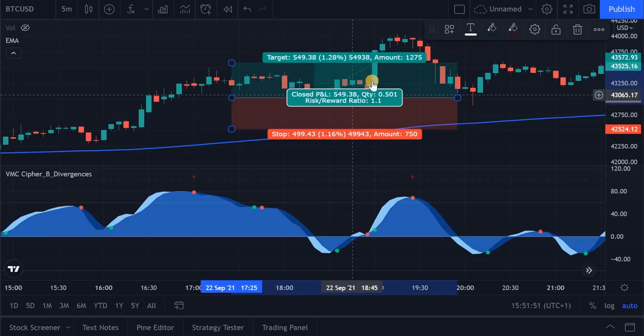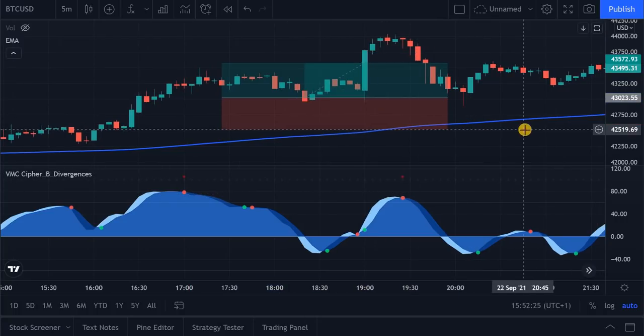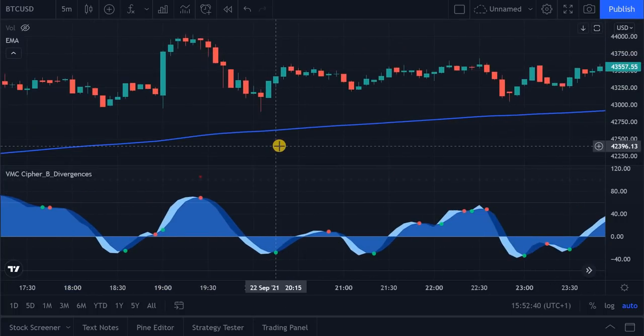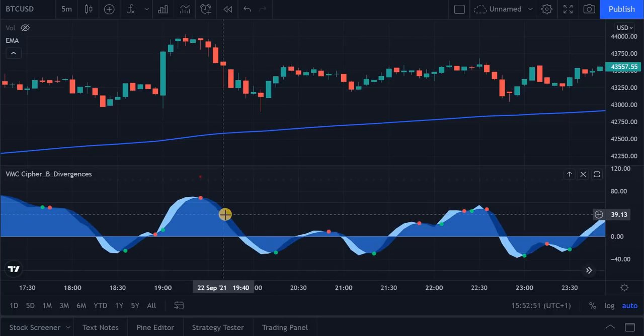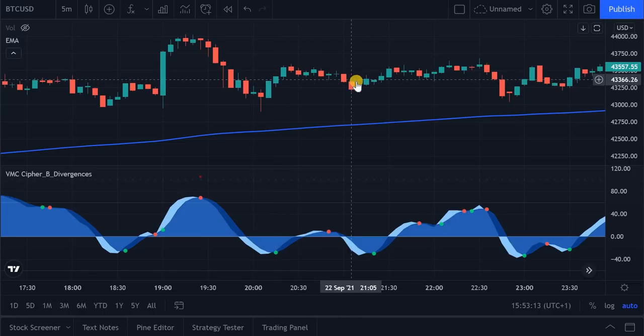If I was to take a scalp right here, I would have made my profits in a short period of time. Now let me show you another example. If we go forward in price, if you look at the Vumanchu Cipher, at this point is when the indicator was at the negative region and it gave a green buy signal. So if I was to enter this position, I would enter around this region. You can also see that next to it, it gave another buy signal.